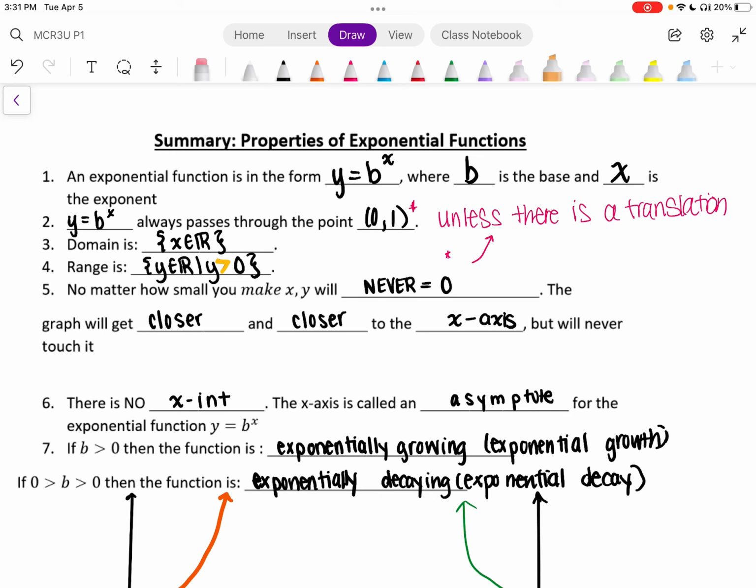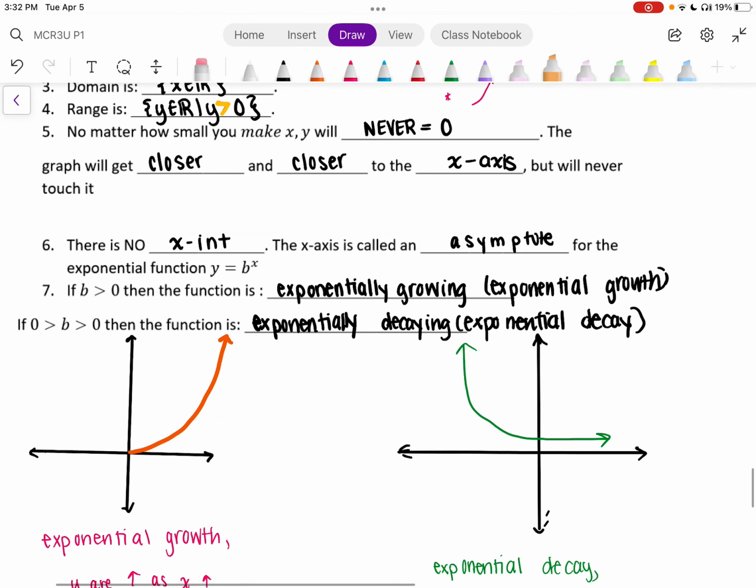Again, unless there's a translation. No matter how small you make x, y will never equal 0 unless, again, there's a translation. The graph will just get closer and closer to the x-axis, but it will never touch it. When there's a translation, the asymptote actually translates up and down as well. There is no x-intercept. The x-axis in this situation is called an asymptote for the function y equals b to the x.